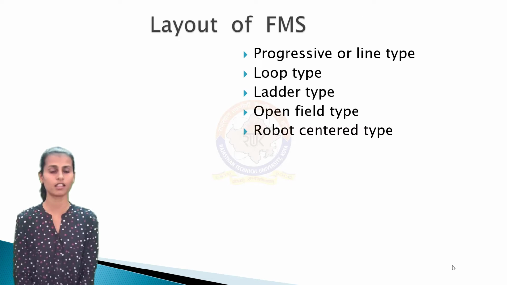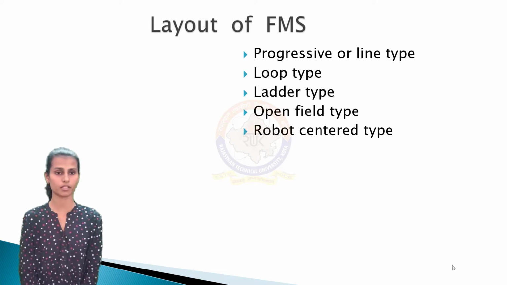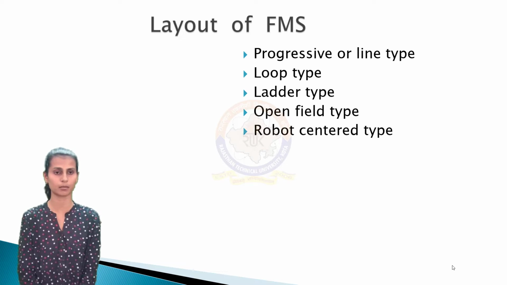Next slide. Coming to layout of FMS. First layout, progressive or line type. Second, loop type. Third, ladder type. Fourth, open field type. Fifth, robot centered type. Next slide.